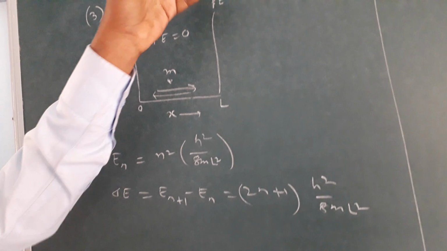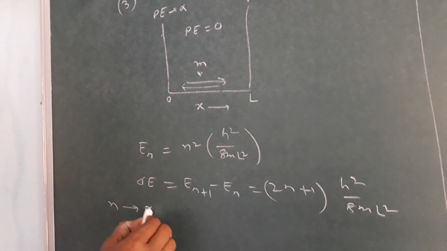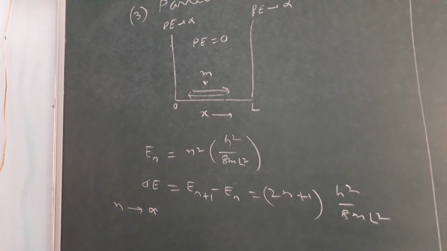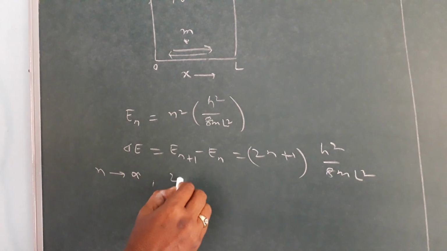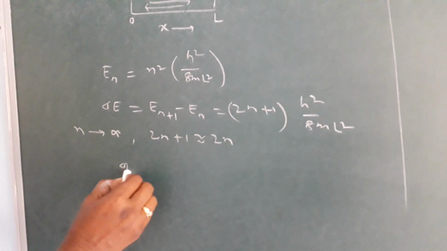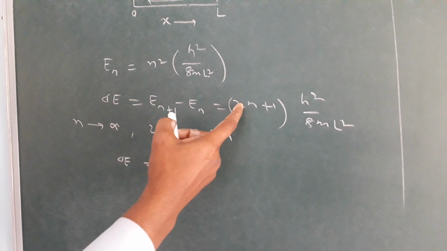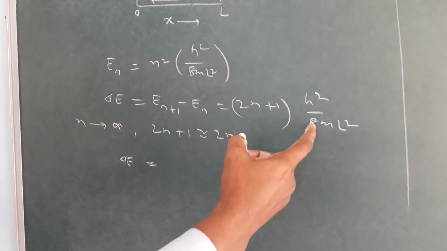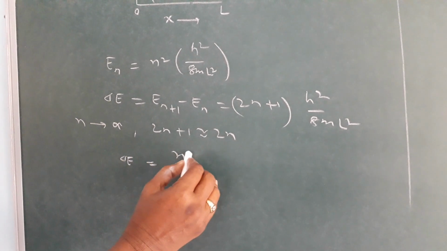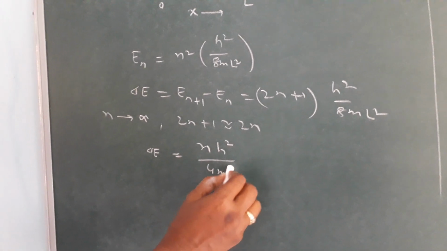But the condition for Bohr's correspondence principle is that n is very high. The quantum number describing the system must be very high, tending to infinity. Then twice n plus 1 we can write as almost equal to twice n. So delta E equals 2n h square divided by 8 m L square. 2 will be cancelled, so it is n h square divided by 4 m L square.